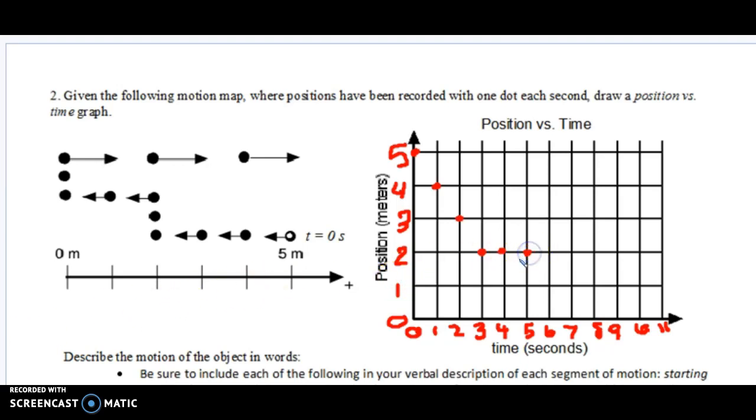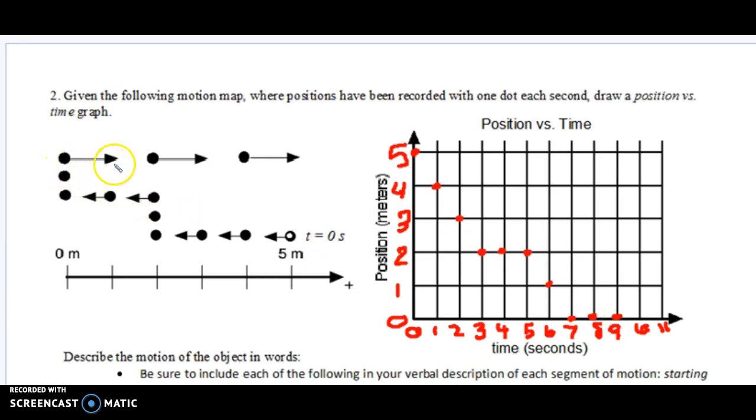Okay. Then my object continues to move in the negative direction. So after that, it's at position 1 meter, position 0 meters at 7 seconds. And it again stays there. So at 8 seconds, it's at position 0, and at 9 seconds, it's at position 0.